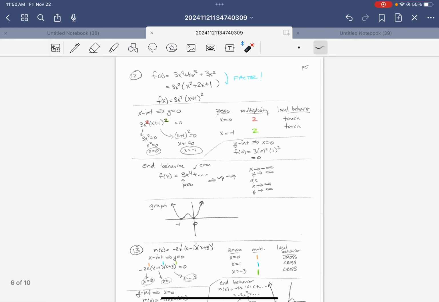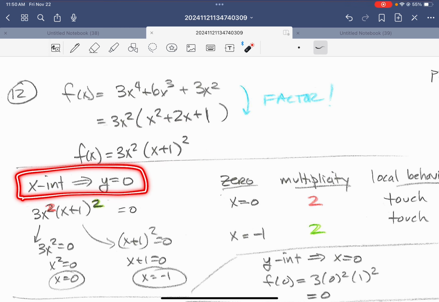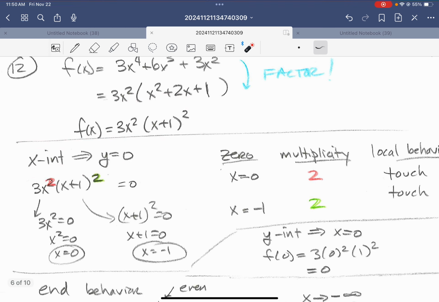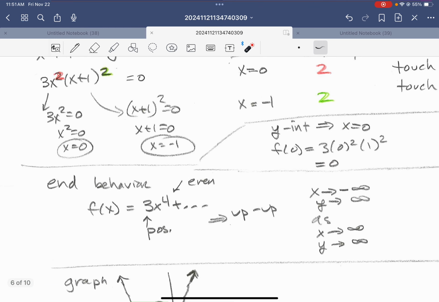Similarly for 12, same sort of deal. I factor. I write down that the x-intercept is where y equals 0. I find my 2 zeros. I say for x equals 0, the associated factor is raised to the second, so its multiplicity is 2. For a 0 of negative 1, the associated factor of x plus 1 is raised to the second, so the multiplicity of that 0 is 2. So it looks like I touch at both of those zeros. The y-intercept is where x equals 0, so I plug in x equals 0, and again, it just turns out I get 0. It doesn't always have to be that way.